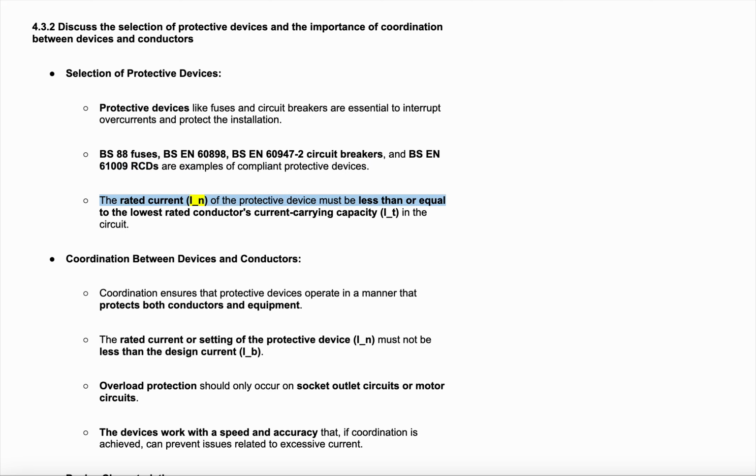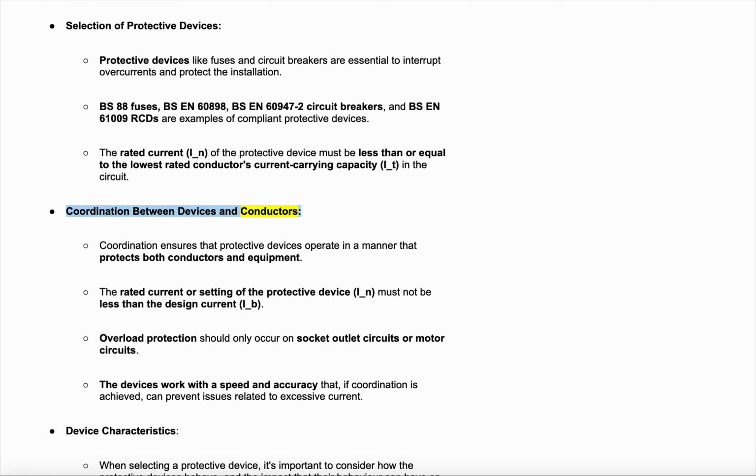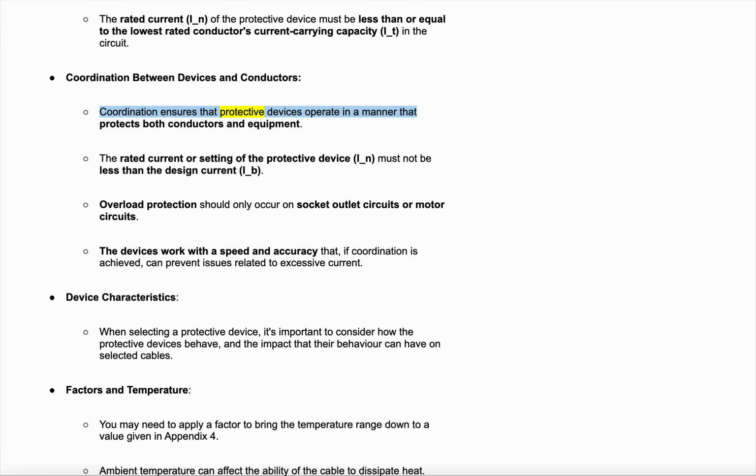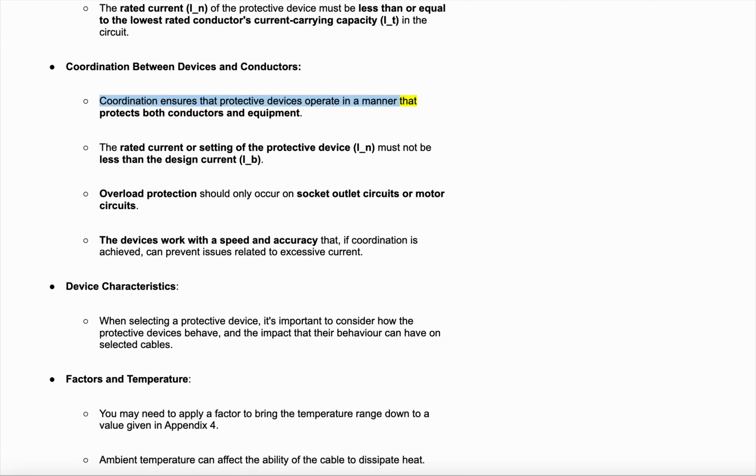The rated current I_N of the protective device must be less than or equal to the lowest rated conductor's current carrying capacity in the circuit. Coordination between devices and conductors. Coordination ensures that protective devices operate in a manner that protects both conductors and equipment. The rated current or setting of the protective device, I_N, must not be less than the design current, I_B.